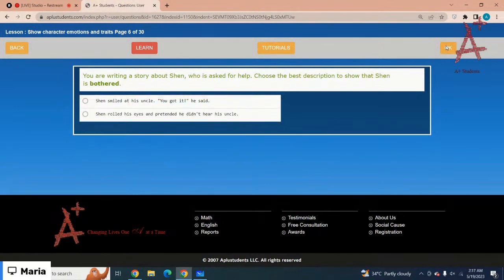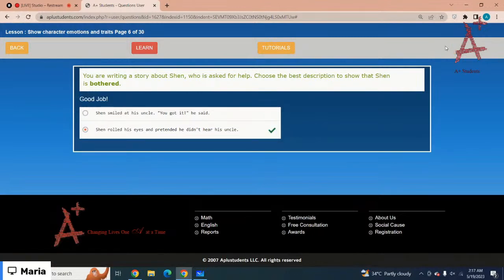You are writing a story about Shen, who is asked for help. Choose the best description to show that Shen is bothered. She smiled at his uncle. "You got it," he said. Shen rolled his eyes and pretended he didn't hear his uncle. So, which is the correct option? That would be the second one. Shen rolled his eyes and pretended because he is bothered. So, it would be the second option. Got it?